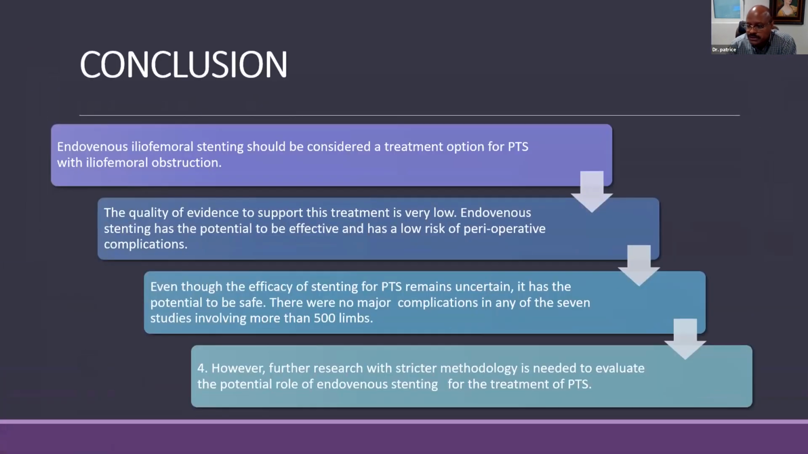So in conclusion, they concluded clearly that endovenous iliofemoral stenting should be considered a treatment option for PTS with iliofemoral obstructions. However, the quality of evidence that we have up to date to support this treatment is very low. Endovenous stenting has the potential to be effective, with a low risk of perioperative complications. Even though the efficacy of stenting for PTS remains uncertain, it has the potential to be safe. There were no major complications.